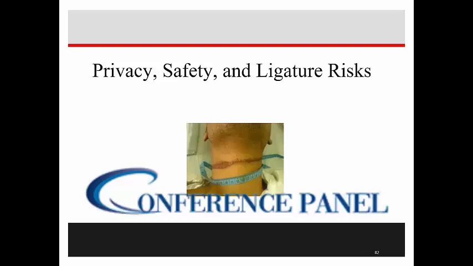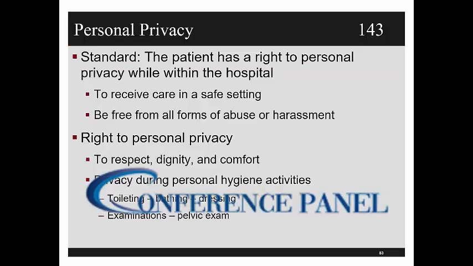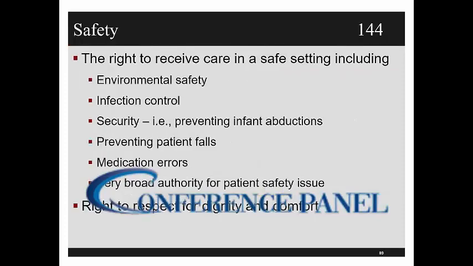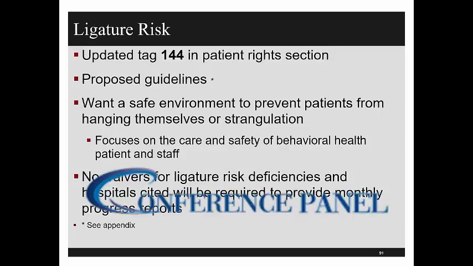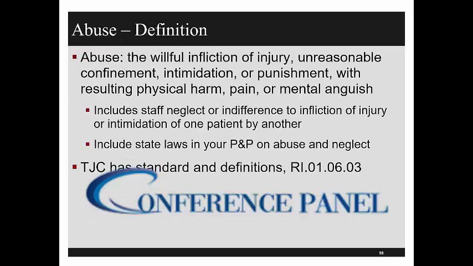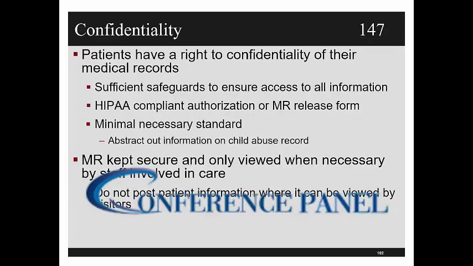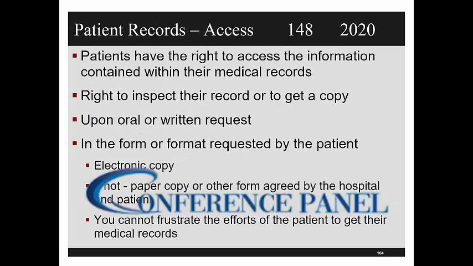Let's move on to privacy, safety, and ligature risks. Again, this is one of the highly cited areas. On safety, patients have a right to get care in a safe setting. This is, again, one of the highly cited areas for this section. They updated Tag 144. There were some proposed guidelines. I've included those in the appendix. Abuse, they provide a definition for us. What about confidentiality? We touched on this earlier. So let's talk access. I touched on this a little bit earlier.